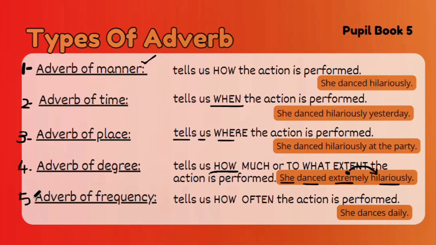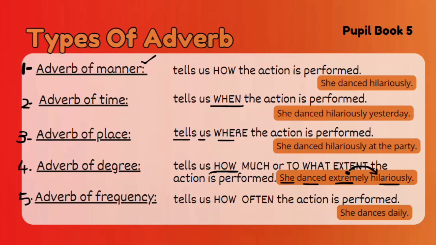Fifth, we have adverb of frequency. Adverb of frequency tells how often the action is performed. For example, she dances daily. Now, this word daily is telling us how often she dances. She could have danced on weekends. She could have danced once in a blue moon. She could have danced fortnightly. So, the words that give us information about how often the action is being performed are called adverbs of frequency.